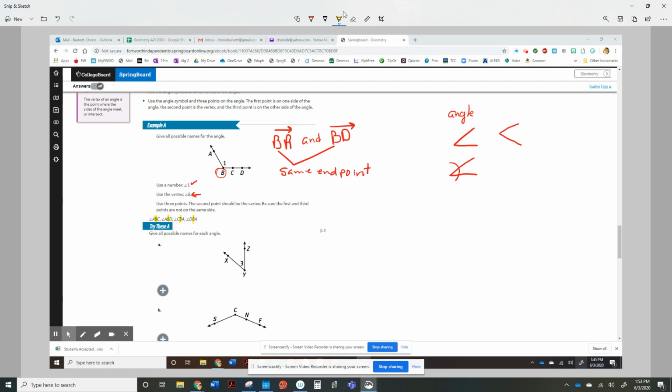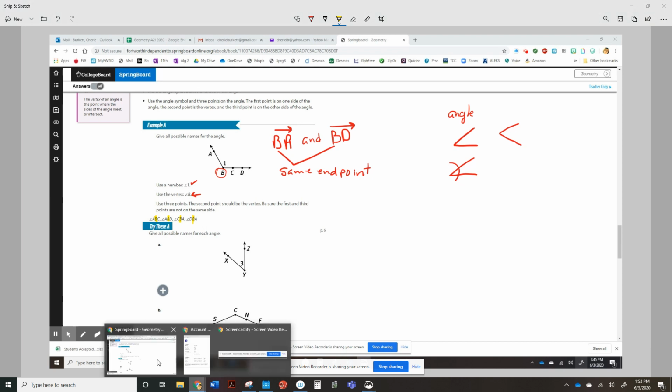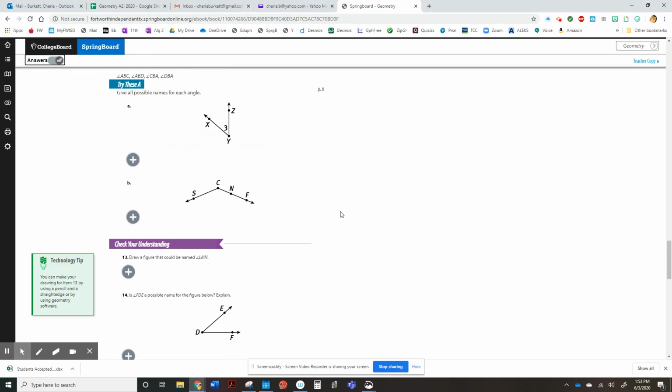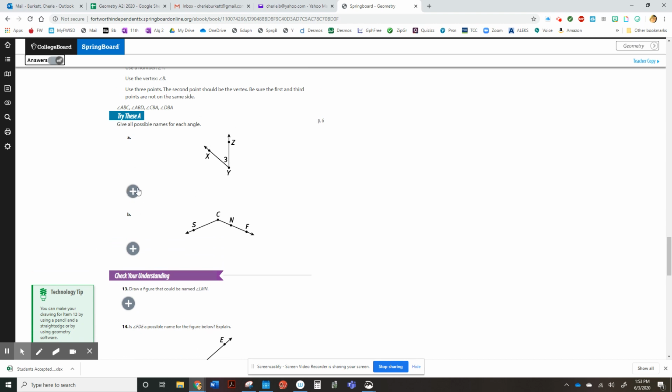So we've got this one right here, a picture very similar to this one. So there should be 1, 2, 3, 4 different ways to name that angle. Go ahead and pause the video and see if you can name these 2 angles right here. Then when you start the video again, I will turn the answers on so that you can see them.